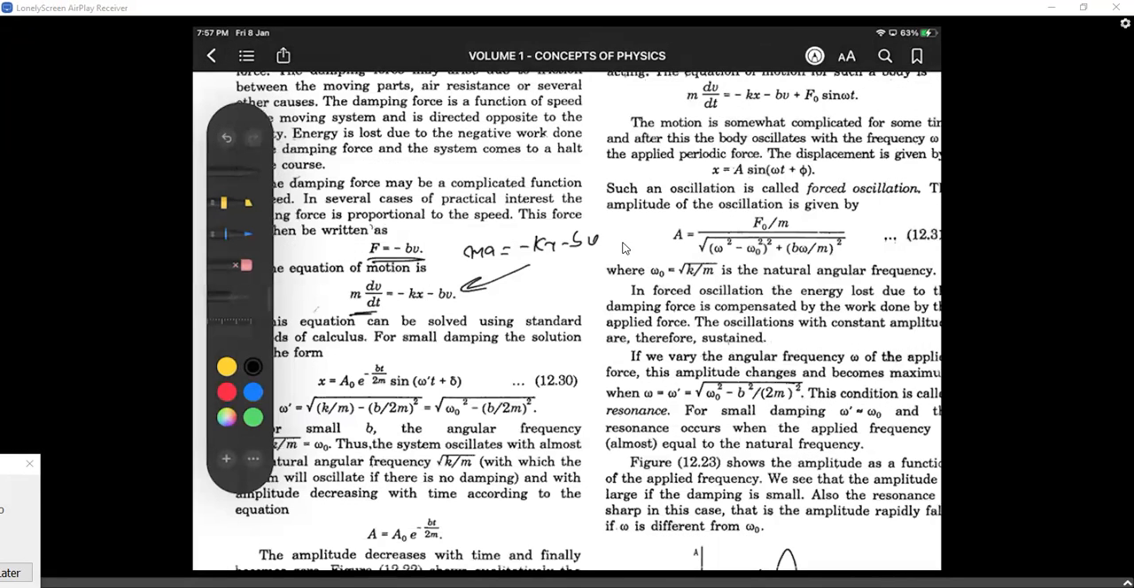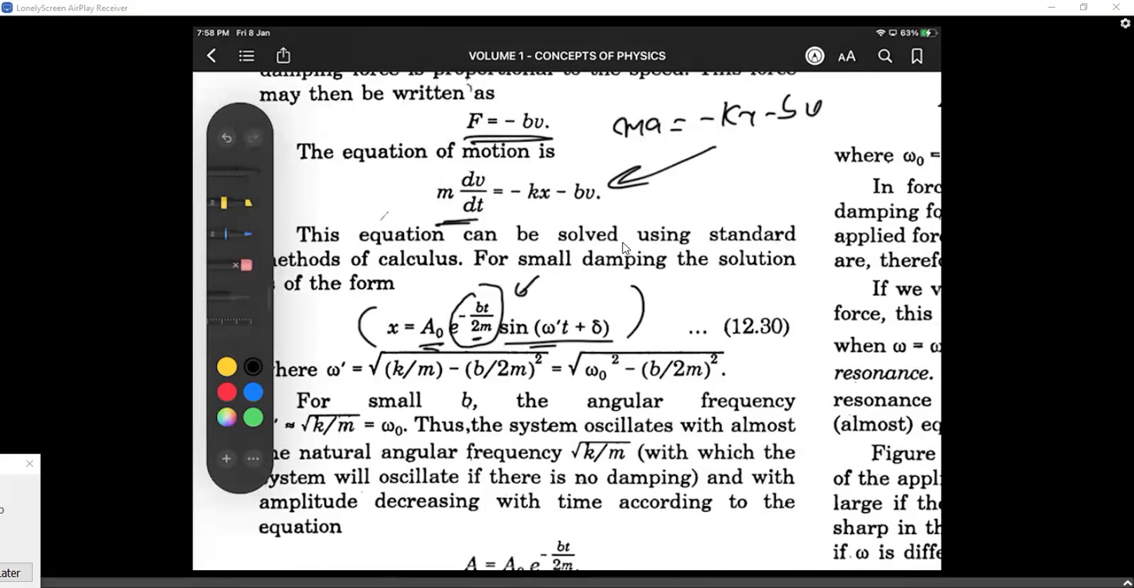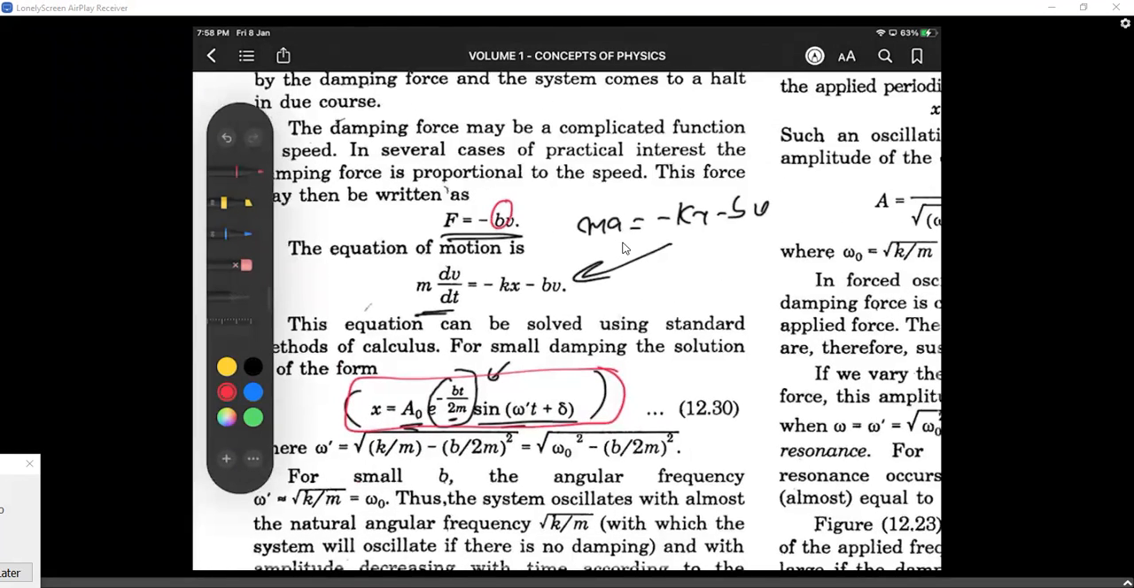He solved the equation. Look at it: amplitude sin omega t multiplied with that exponential function, e power minus bt by, did I say m? You actually have 2m there. Try to remember this equation, that's all. Every time they give you a viscous force, try to write this equation, that's all.